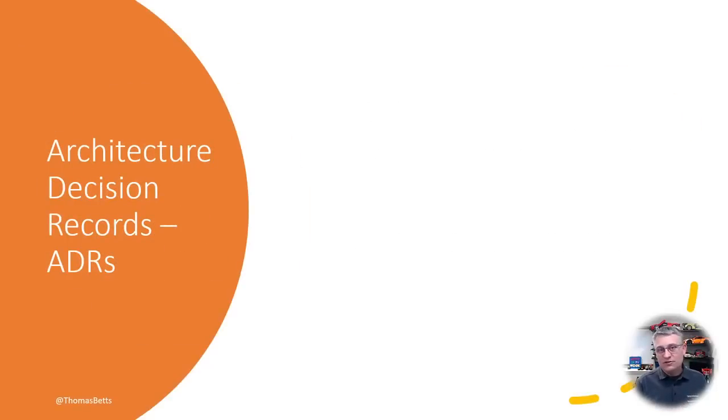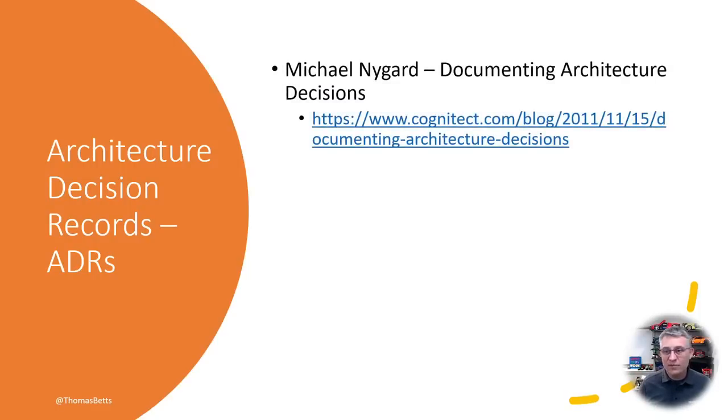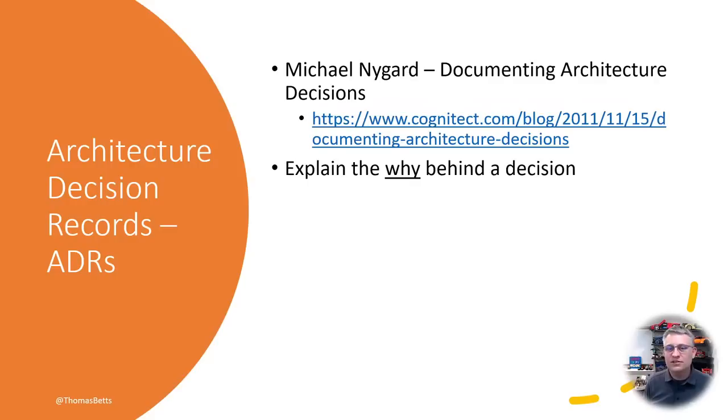Architecture decision records, or ADRs, are a great tool for the entire decision-making process. The term was first coined by Michael Nygard back in 2011. And in his blog post, he points out that agile methods are not opposed to documentation, only to valueless documentation. The value of the ADR is it fills in the gaps. It explains the why behind the decision.